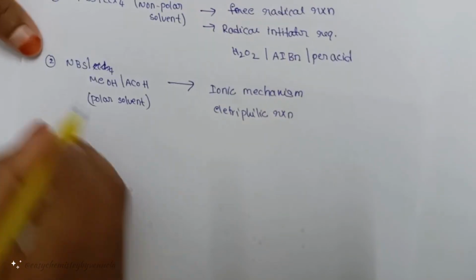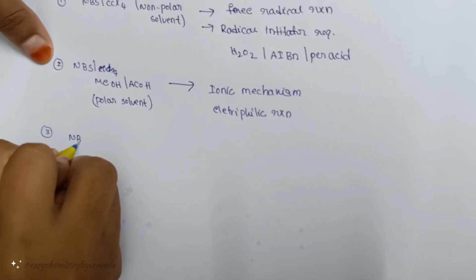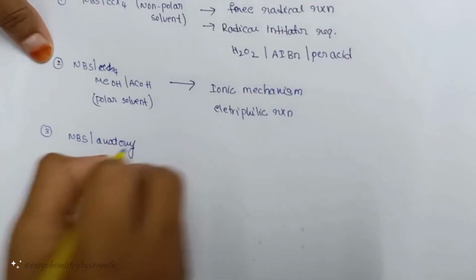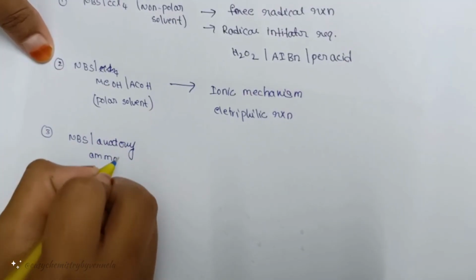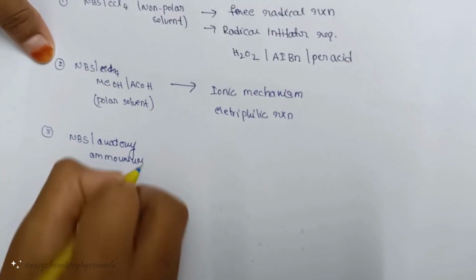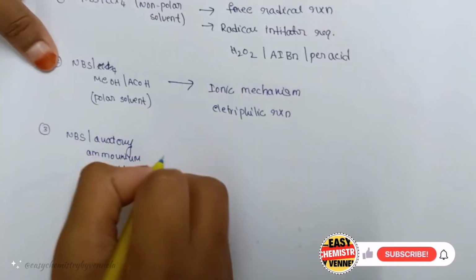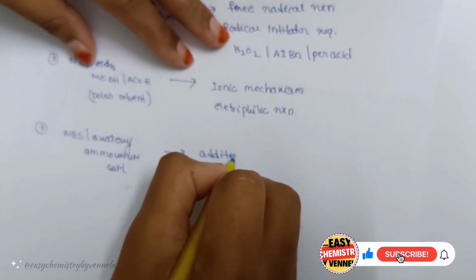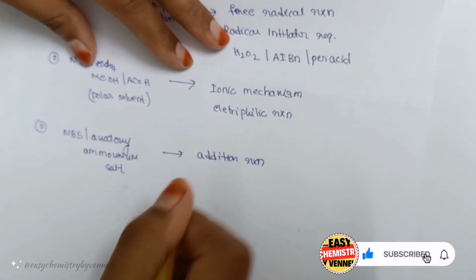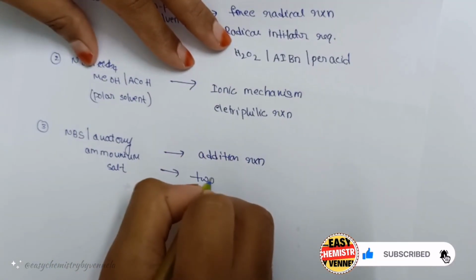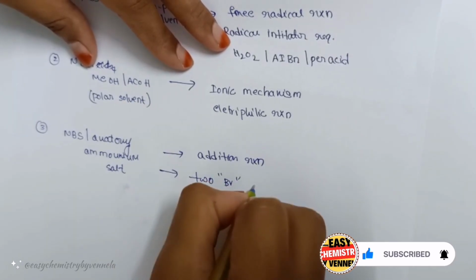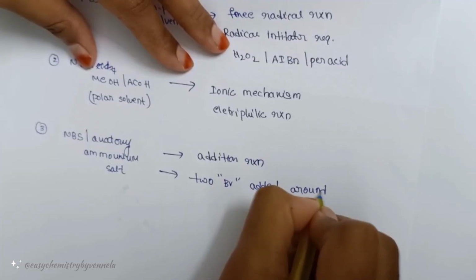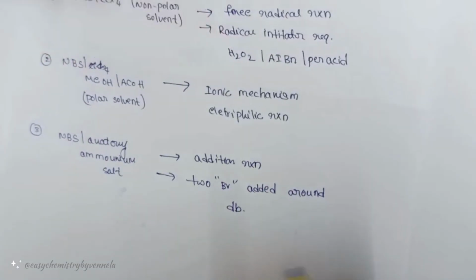Next, third one, NBS with quaternary ammonium salt. It is an addition reaction. Two bromines are added around the double bond. So these are the effects of the nature of solvent.